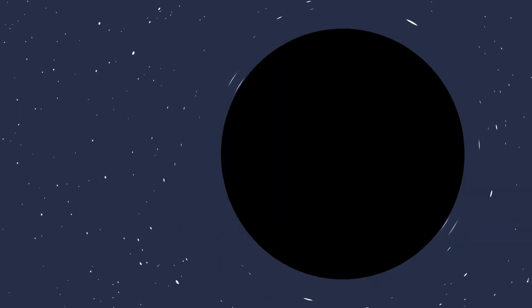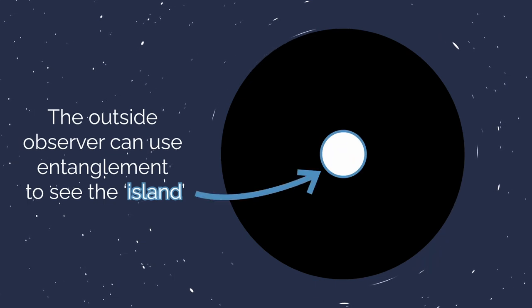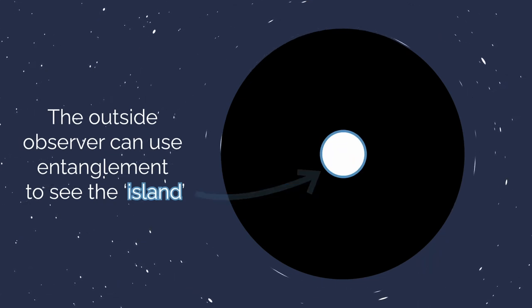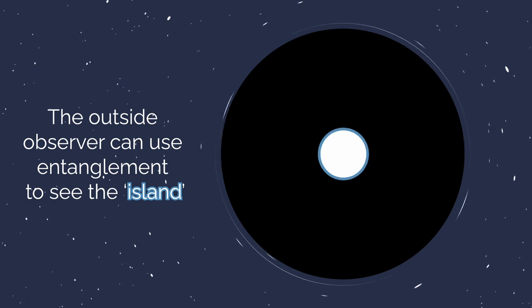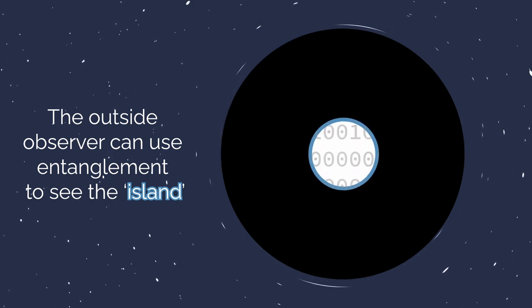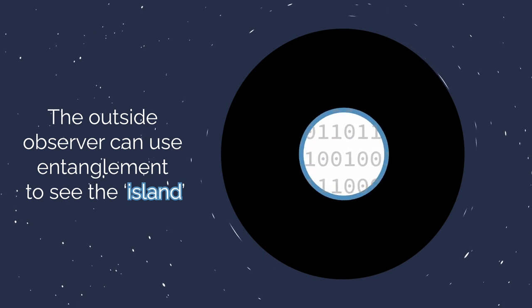Until fairly recently, this was quite a wild idea, and it was hard to understand mathematically. However, a series of calculations have shown that in certain special cases, something very much like this does happen. In particular, after enough Hawking radiation has been emitted from the black hole, an outside observer can use a kind of wormhole to peer inside of it. The part of the inside of the black hole that the observer can see has come to be known as the island. The island starts off very small, but as time goes on, it grows larger and larger, so we can see more and more of the information in the black hole.